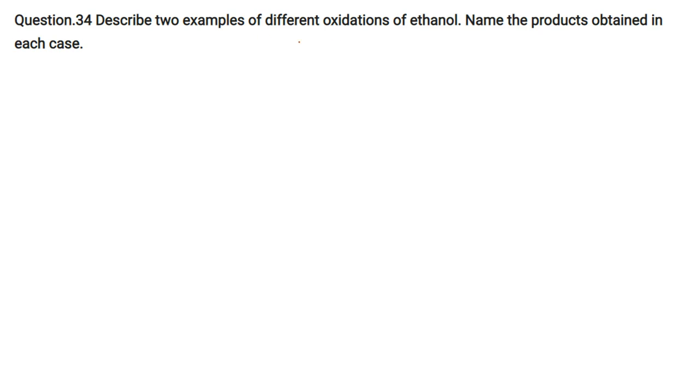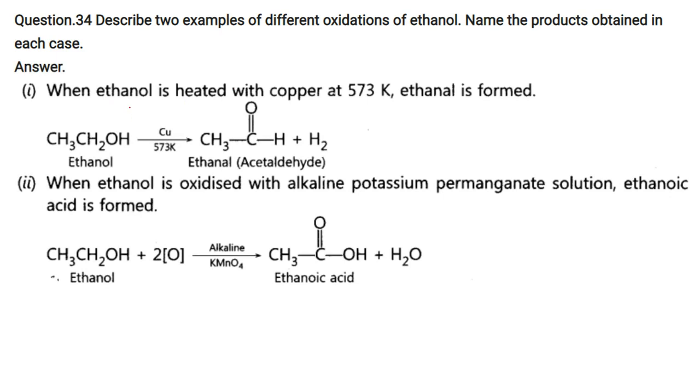Describe 2 examples of different oxidations of ethanol. Name the products obtained in each case. First of all, ethanol, CH3CH2OH, is heated with copper as catalyst at 573 Kelvin. Ethanal, acetaldehyde, is formed. This is the chemical formula. When ethanol is oxidized with alkaline potassium permanganate solution, ethanoic acid will be formed.